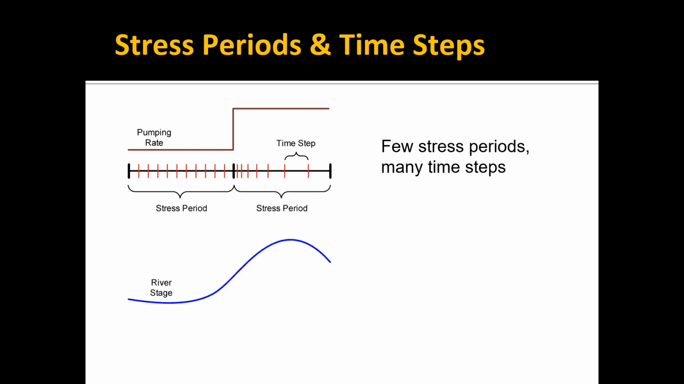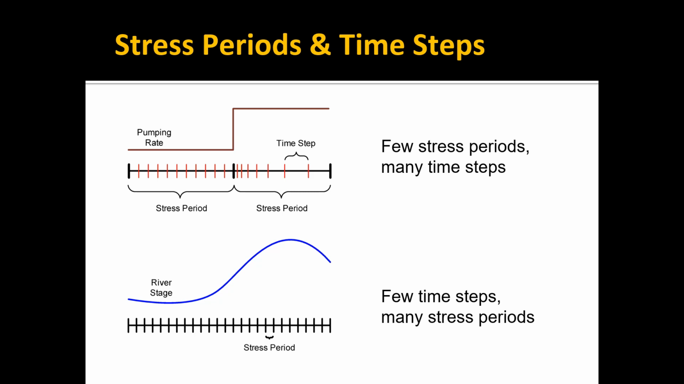But let's suppose you have a river stage and it varies like this. You can't simulate this with 2 stress periods, and so in this case, you could have a whole series of smaller stress periods, and then you would have kind of a stepwise definition of this river stage changing over time. And so in this case, you may have maybe a small number of time steps. Theoretically, you only need 1 time step per stress period if you want. But in this case, you'd have a large number of stress periods.